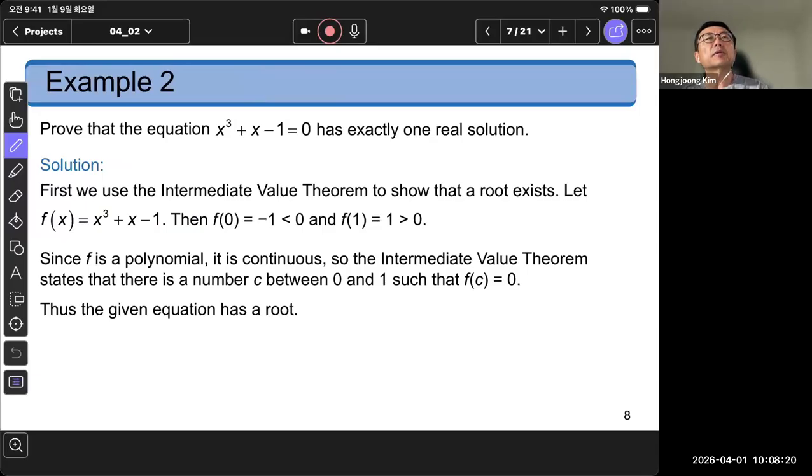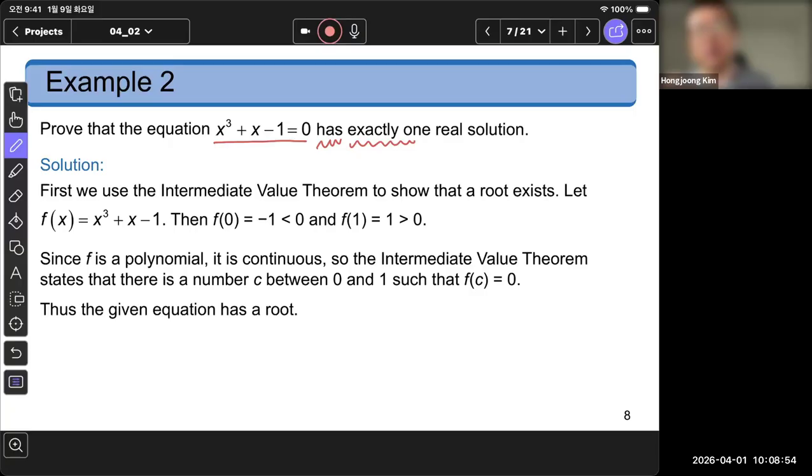Now in example 2, let us consider the following problem, which is quite interesting. We have a cubic equation. Prove that this equation has exactly one real solution. Then what should I show?